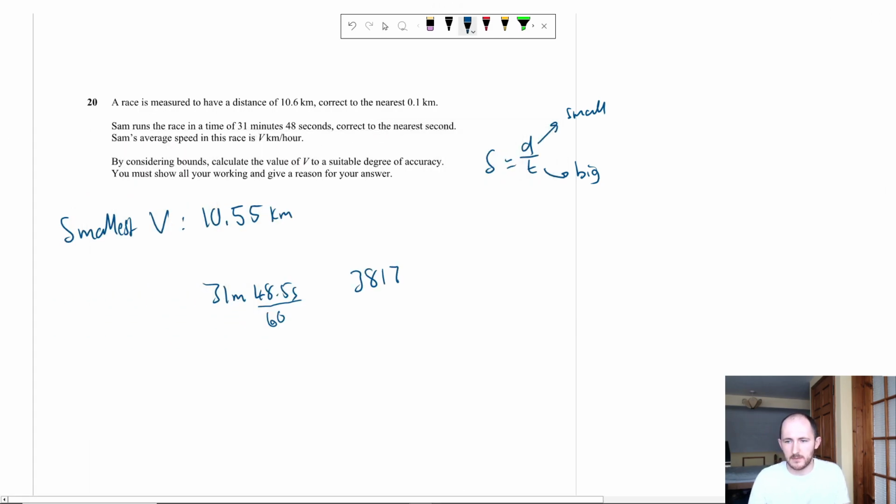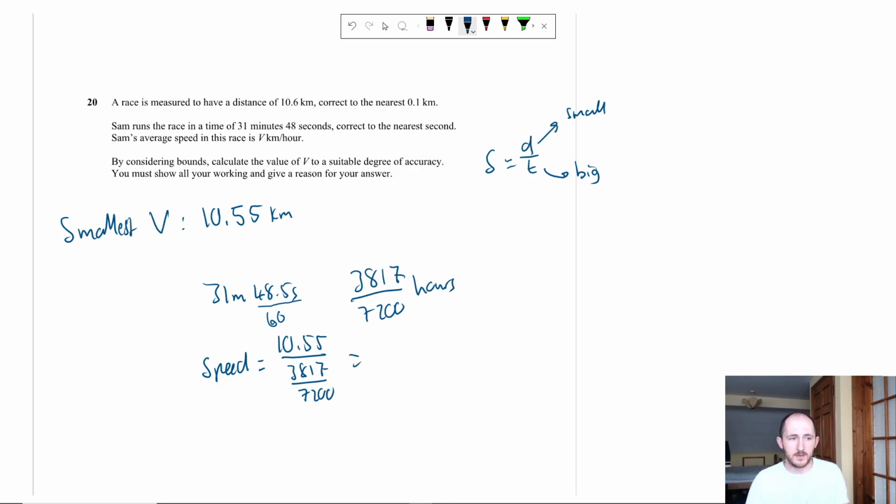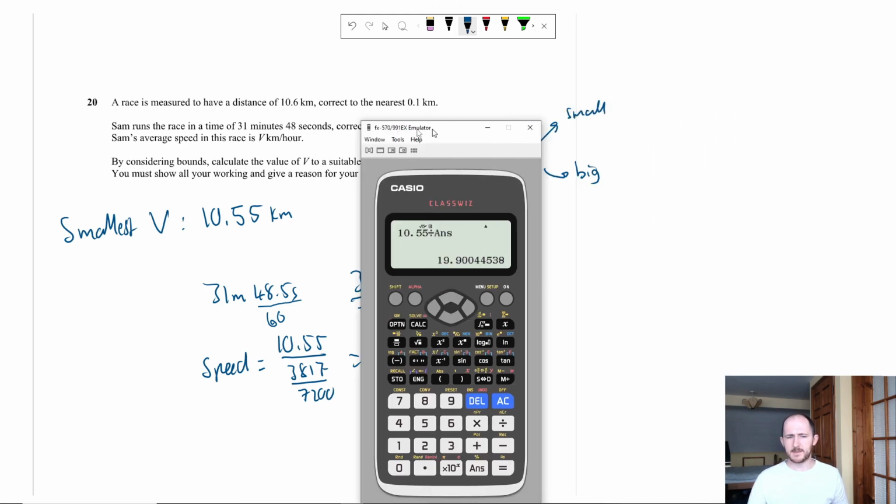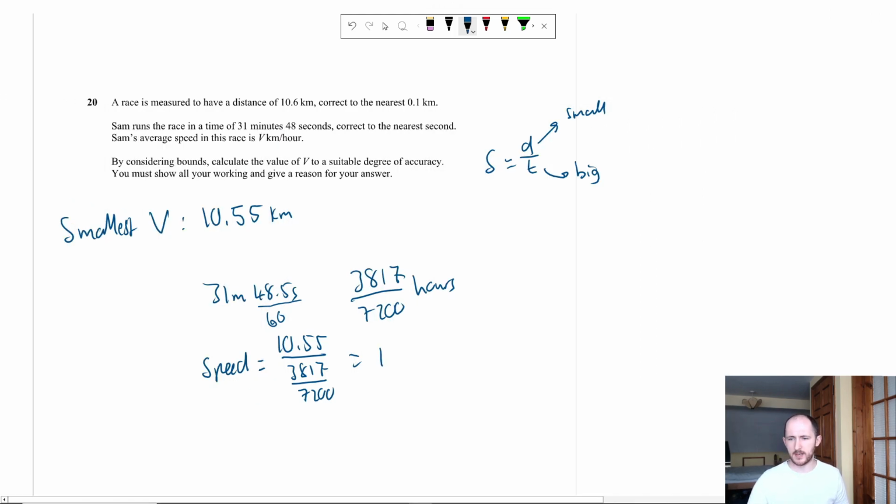3817 over 7,200 hours. So my speed, the smallest value for v, is distance 10.55 over 3817 over 7,200, or just over the answer button, which is what I would recommend you do. So we get 10.55 divided by ANS, which gives me 19.9. Okay, I don't really need to make it more accurate than that. I'm just going to leave it as 19.9 kilometers per hour, which is actually pretty fast.